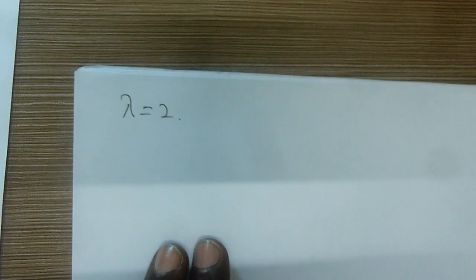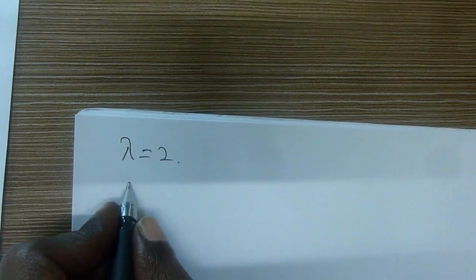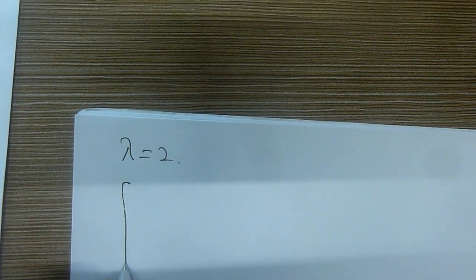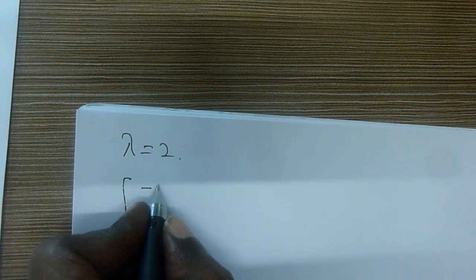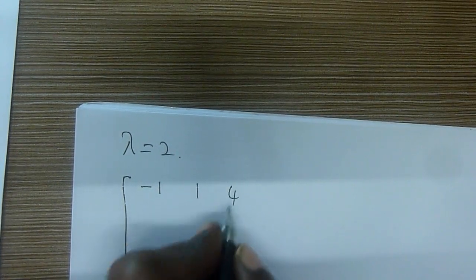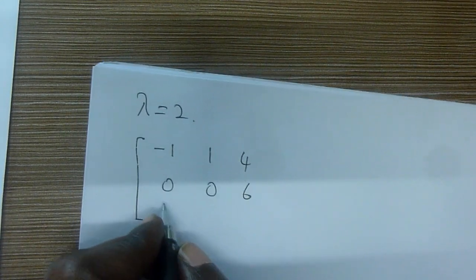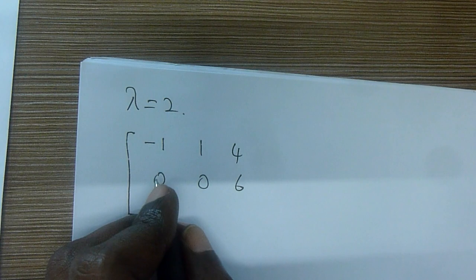What about the next one? If lambda equals 2. If lambda becomes 2, you can see the whole equation becomes like this: -1, 1, 4, 0, 0, 6, 0, 0, 6.